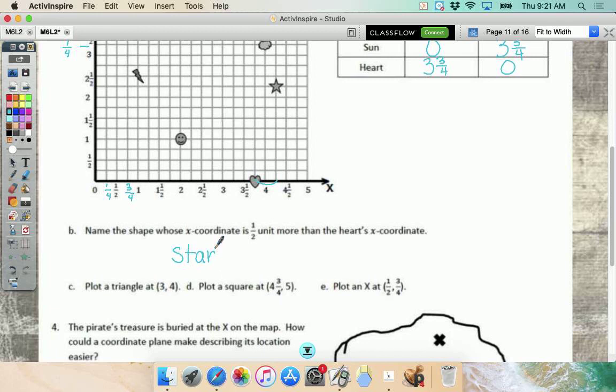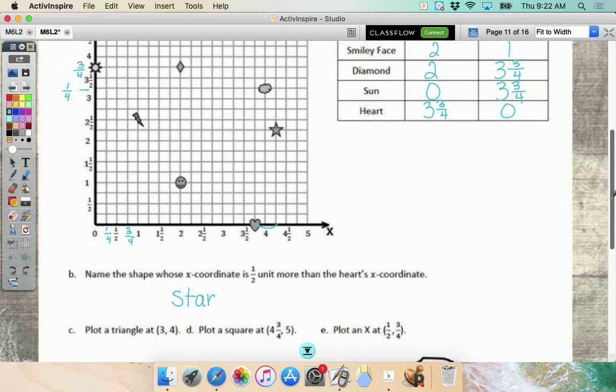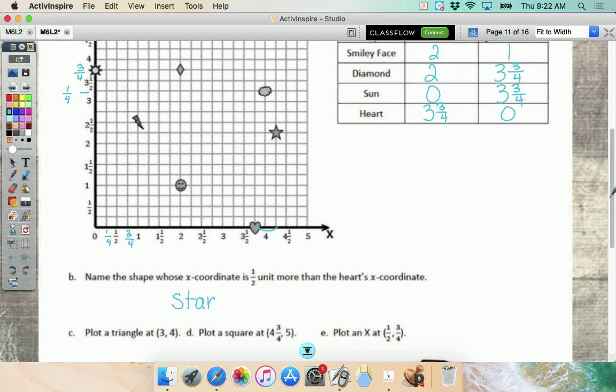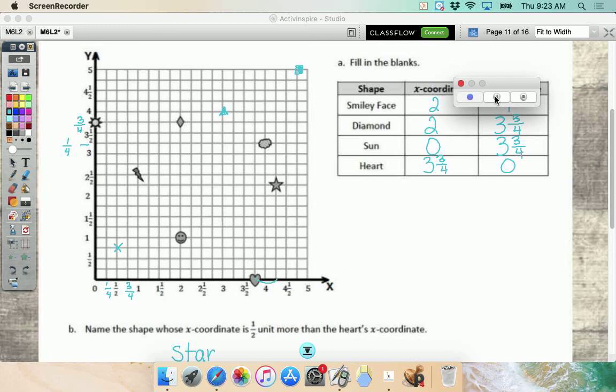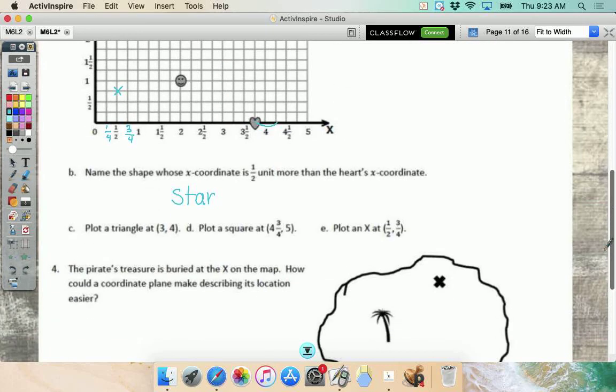Okay. Now it says plot a triangle at 3/4, plot a square at 4 3/4, 5, plot an x at 1/2 3/4. Can you handle that? Okay, I'm going to pause it while we do that, and then we can check it. All right, so take a look. Did I put mine in the right place? Got my triangle, got my square, got my x. Yep, you got it right. Okay, because I can barely see these numbers. They're so blurry. All right, let's go down and see what else we have to answer here.